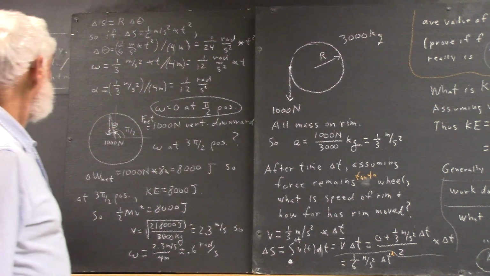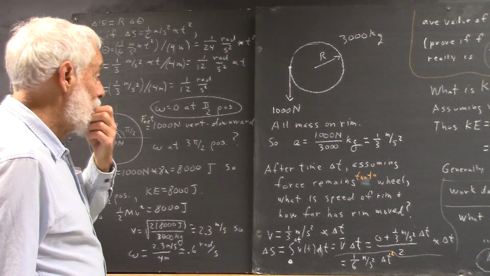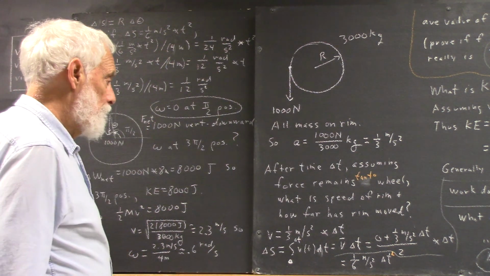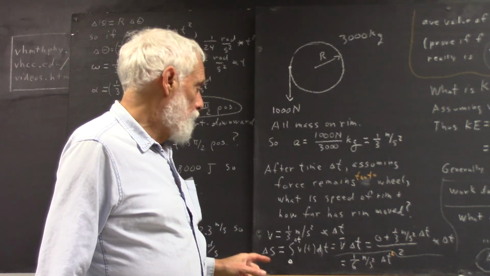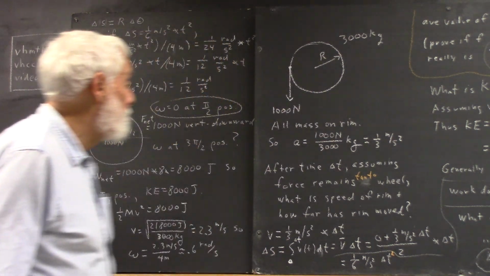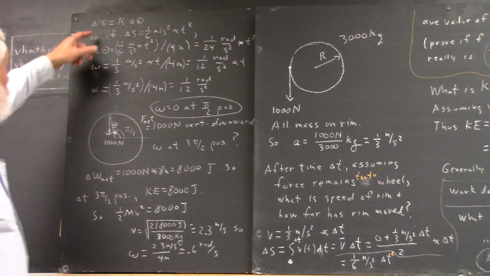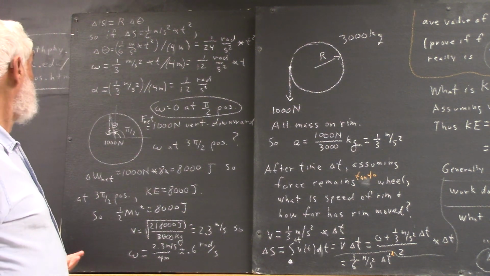So first of all, we've got the expression for delta S. Whatever t is, it'd be 1/6 meter per second squared times t squared. And delta S is just r delta theta. That's the definition of a radian.